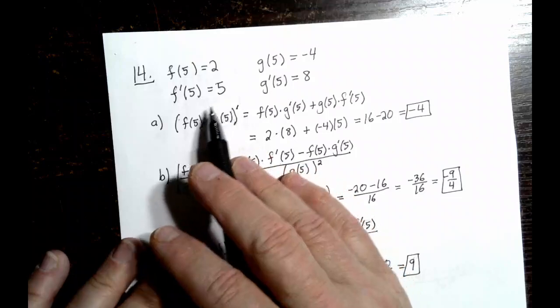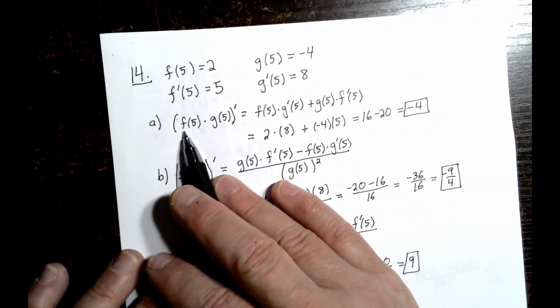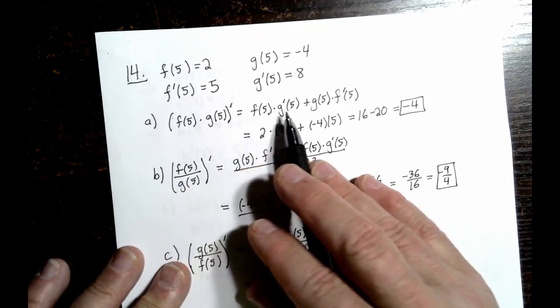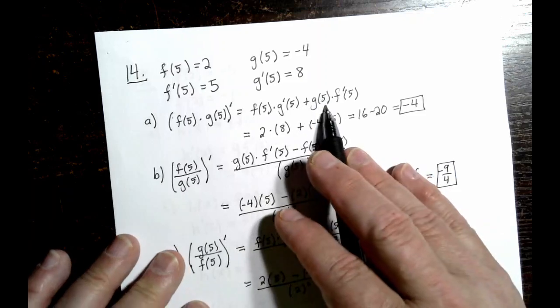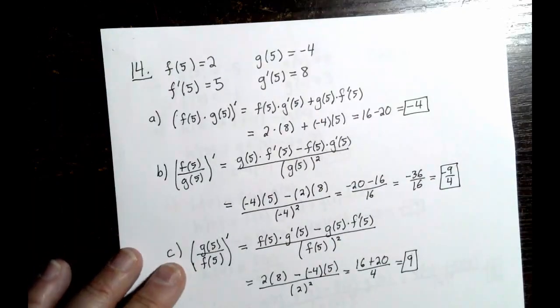On this one, they ask you to find the first derivative of f of 5 times g of 5. So you take f of 5 times g prime of 5 plus g of 5 times f prime of 5. And you got all 4 of those numbers. You can plug them in, you get your answer.